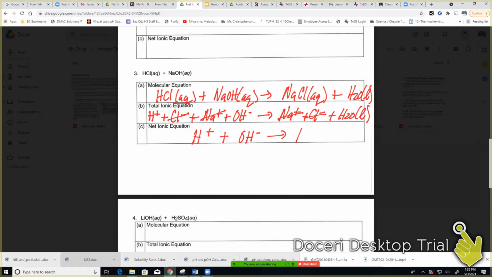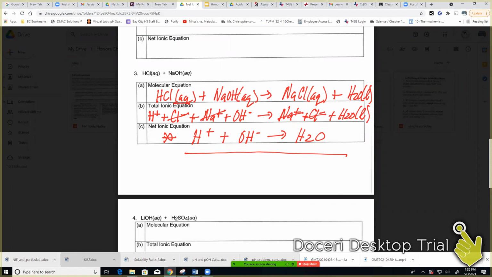And you end up with just what makes up water. And for any kind of acid-base neutralization reaction, this is what you're going to end up with. For any strong acid-base neutralization reaction, you're always going to end up with that same net ionic. You may have some coefficients, but you're going to end up with H plus and OH minus gives you H2O. Because if it's a strong acid and a strong base, they're going to ionize. They're going to be AQ.